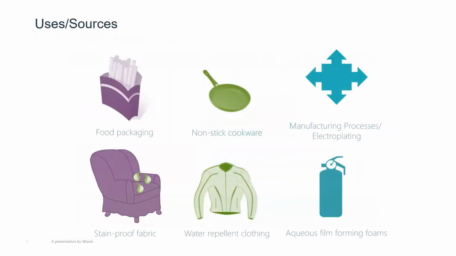So some common products that you might see PFAS in could be food packaging, as we said, any stain resistant fabrics. This would also be water repellent clothing, as well as fabrics that could be in carpeting or other upholstery. And then this aqueous film forming foam.